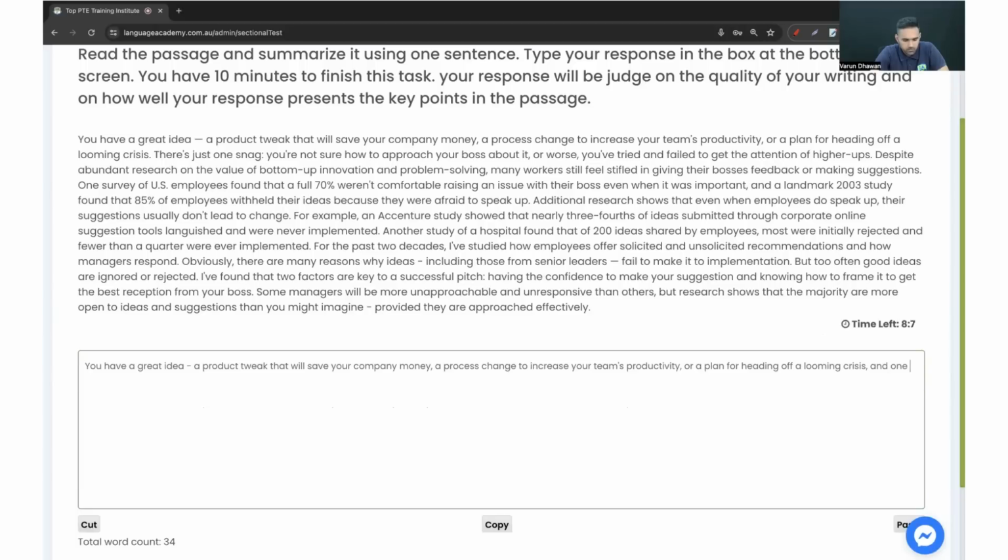One survey of, now remember, you don't have to use any dots. If you put a dot, computer can take it as a full stop and you'll be marked down for that. You have to only use one full stop that will be at the end of the answer. So you simply write like this without the dots. Do not use any kind of dots, please.